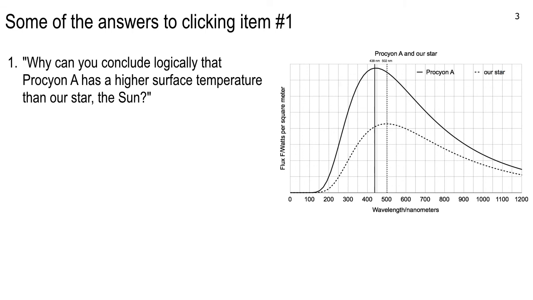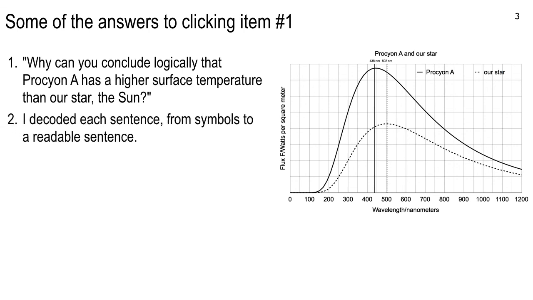Now, here's the prefix, or the question. Why can you conclude logically that Procyon A has a higher surface temperature than our star, the sun? I was intending for people to look at that diagram, the two spectra for the sun and for Procyon A. But a couple of you looked at other stuff, and that is fine with me. We're going to take a look at it.